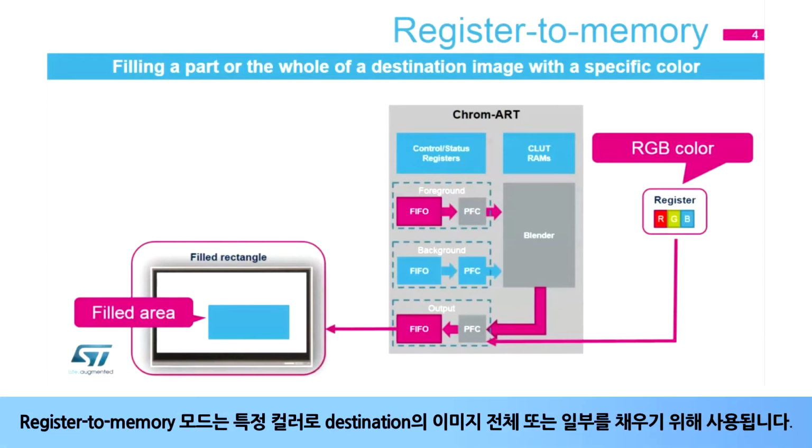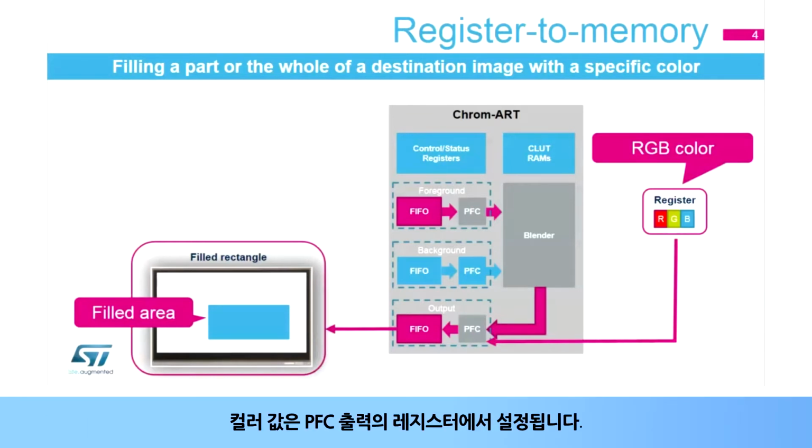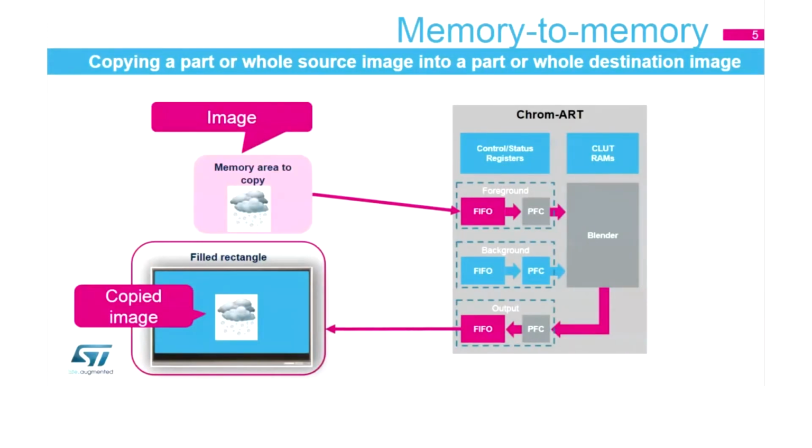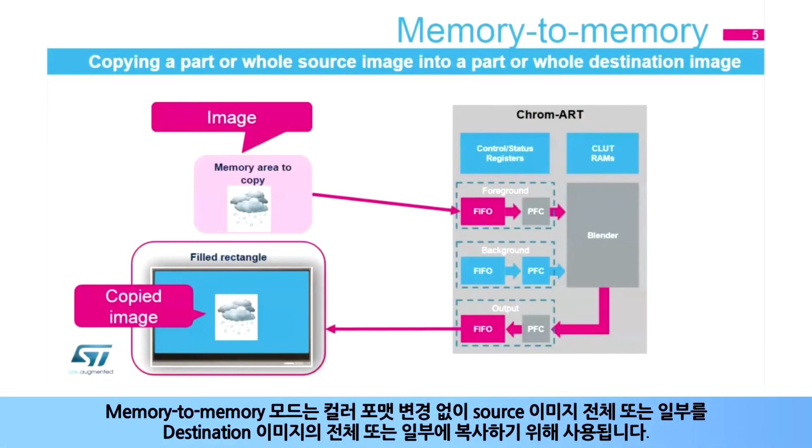Register to memory mode is used to fill a part or whole destination image with a specific color. The color value is set in a register of the output PFC. Memory to memory mode is used to copy a part or whole source image into a part or whole destination image without changing the color format.